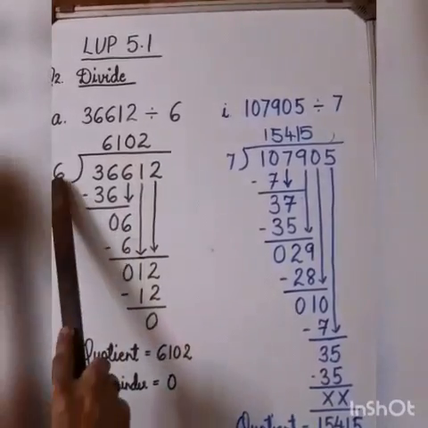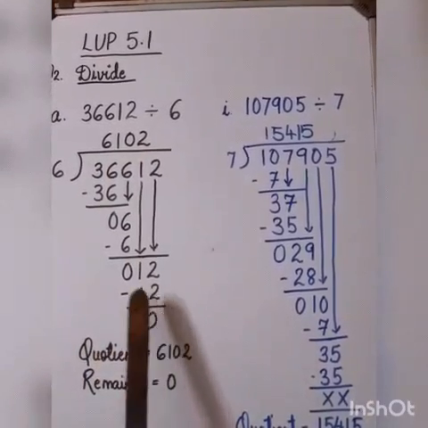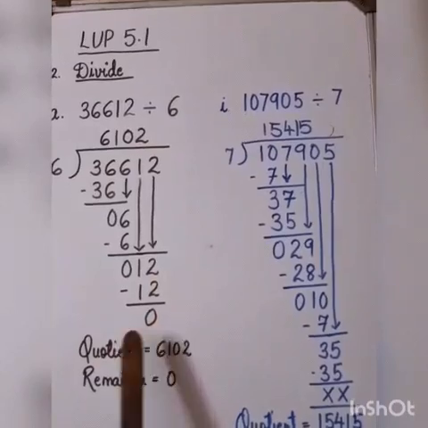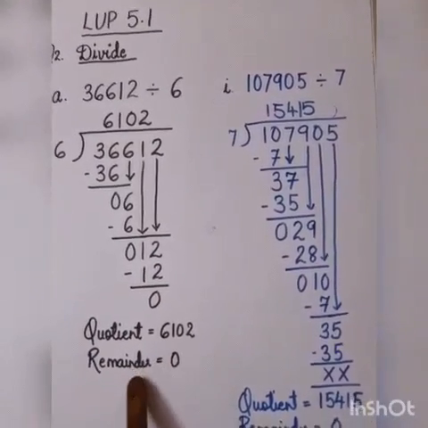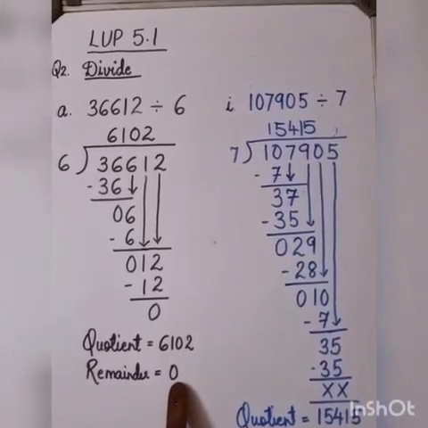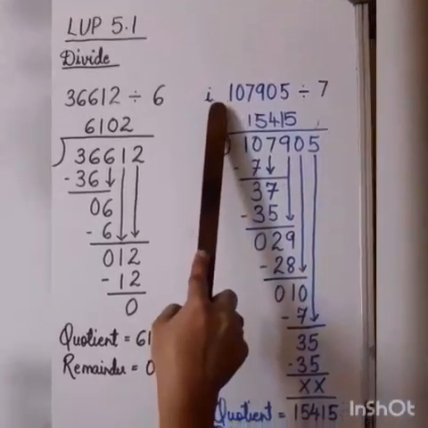So now 6 twos are 12. 12 minus 12 is 0. So here the quotient is 6102 and the remainder is 0. Next question.